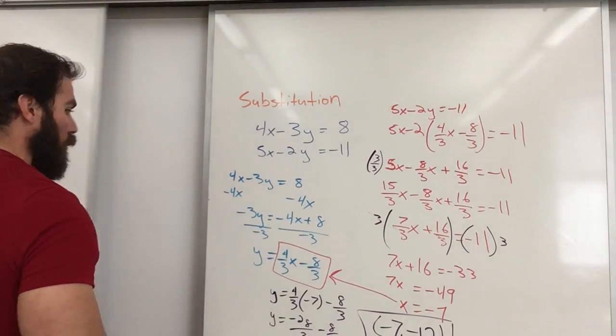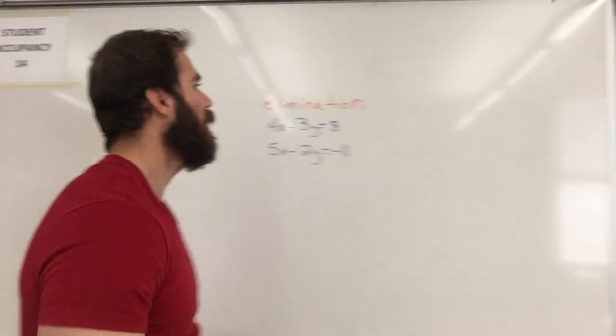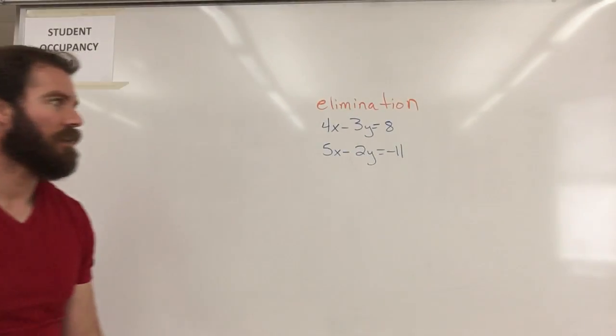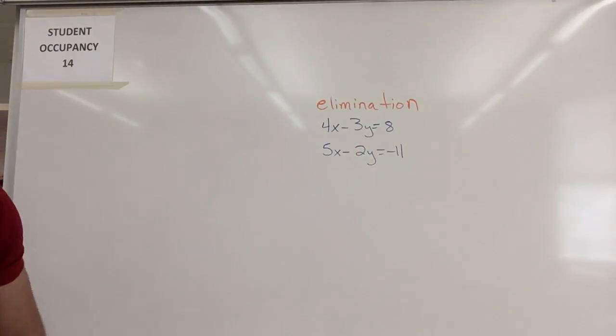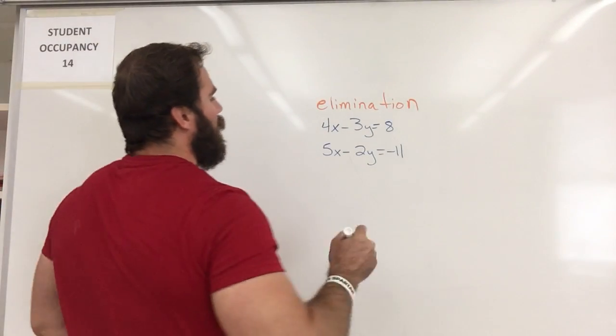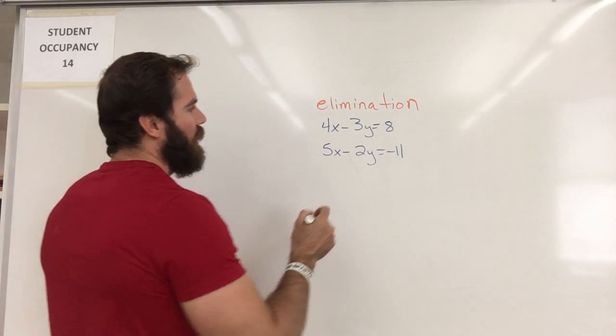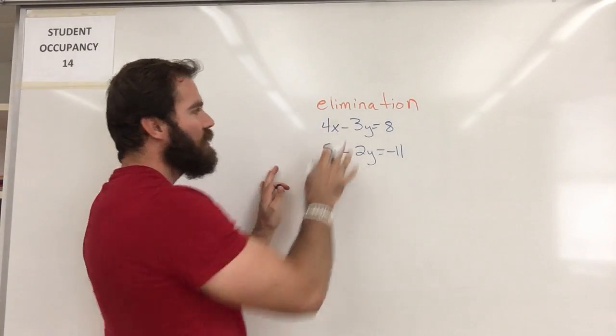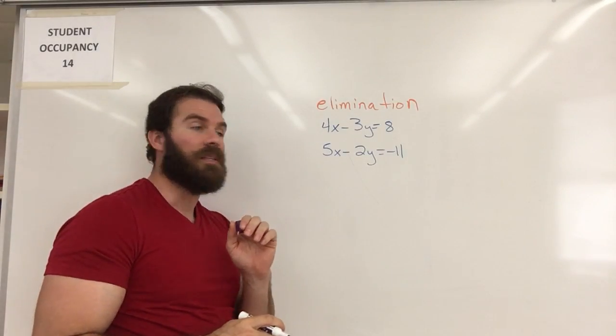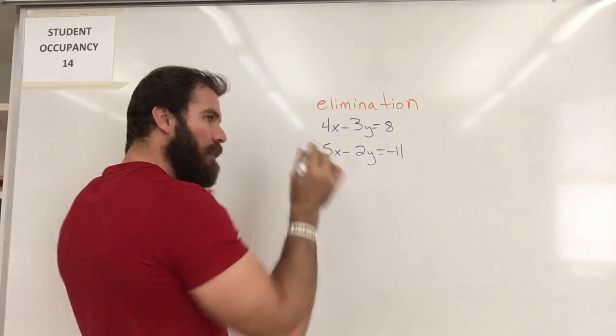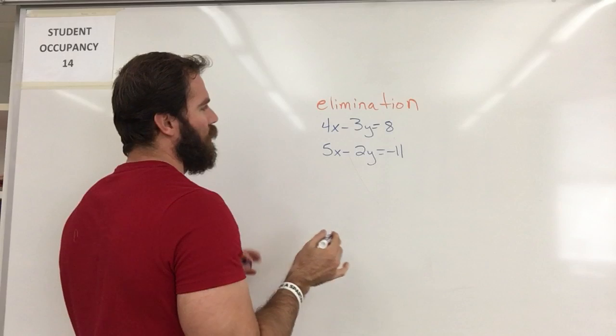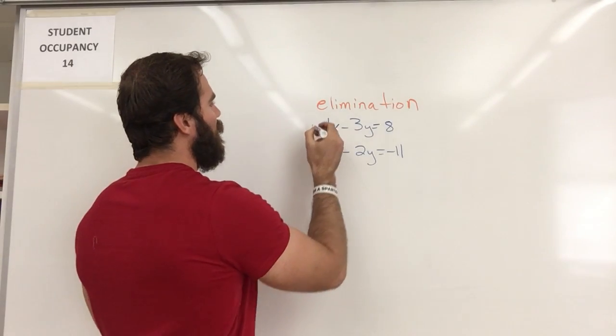Now we have one more to do, and that's elimination. I prefer this one. What we need to do is get one of these coefficients with the variables to be opposites or the same. There's many ways you can do this one. Well, there's 4 ways you can do them. I will show you one of them.